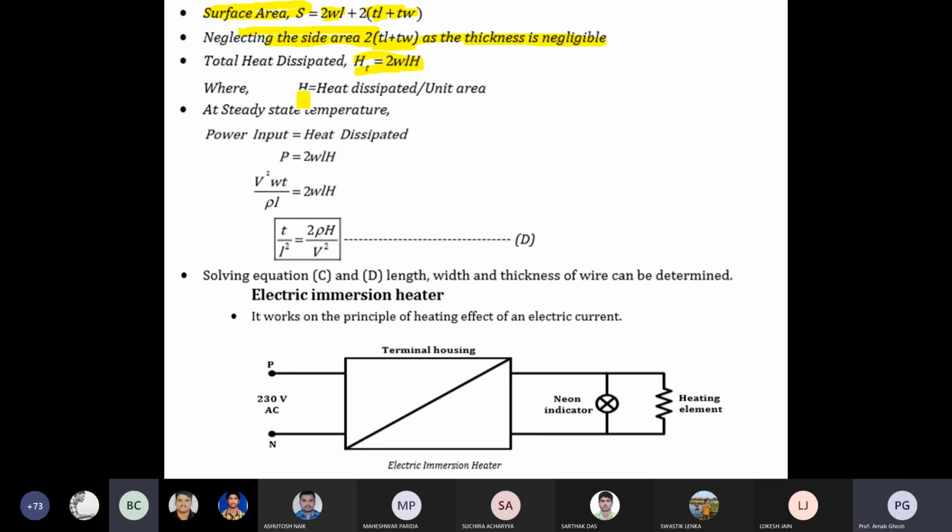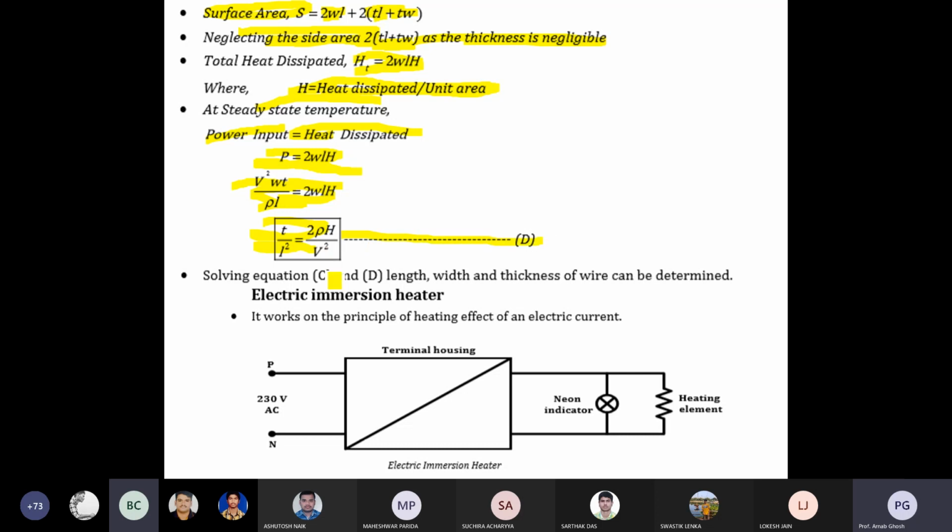Where H equal to heat dissipated per unit area. At steady state temperature, power input equal to heat dissipated. So P equal to 2 WL into H. So now you directly get V square W T whole divided by rho L equal to 2 WL into H. So you can also find out the final expression.